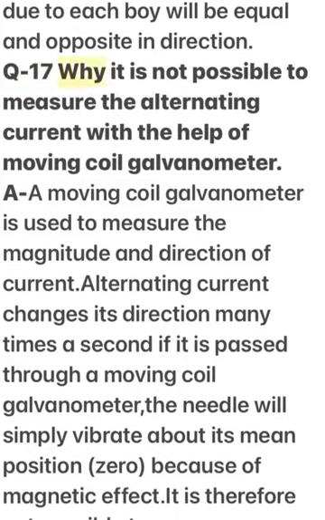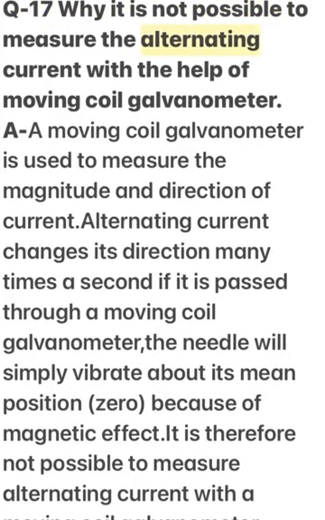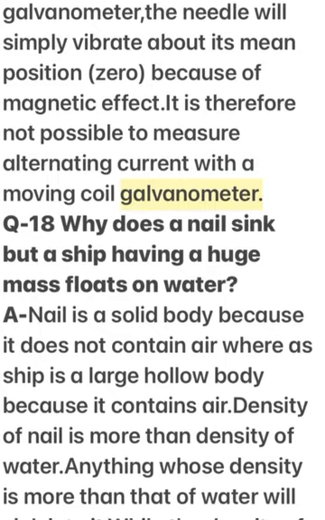Q17. Why is it not possible to measure alternating current with the help of a moving coil galvanometer? A. A moving coil galvanometer is used to measure the magnitude and direction of current. Alternating current changes its direction many times a second. If it is passed through a moving coil galvanometer, the needle will simply vibrate about its mean position, zero. Because of the magnetic effect, it is therefore not possible to measure alternating current with a moving coil galvanometer.